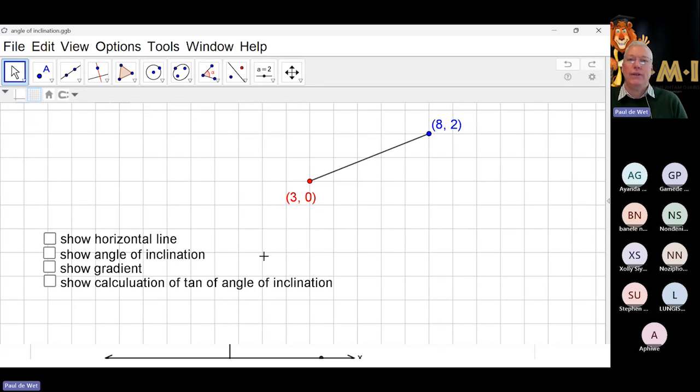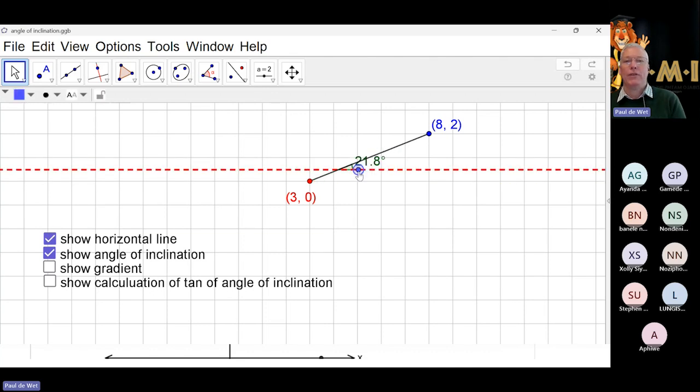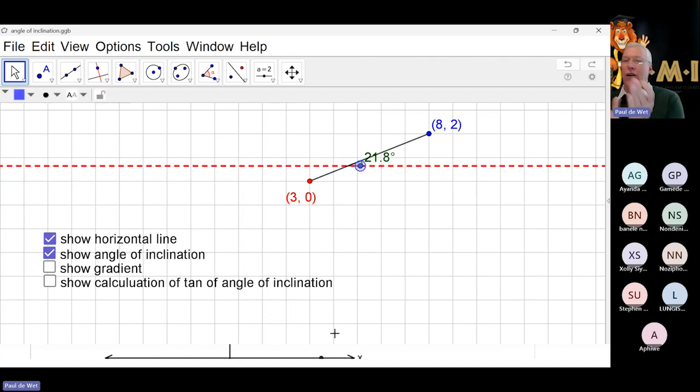The gradient is 2/5. Well done. Halala. The gradient is 2/5. What's your angle of inclination? 21,8 degrees. Okay. Let's have a look. 21,8 degrees. Halala.